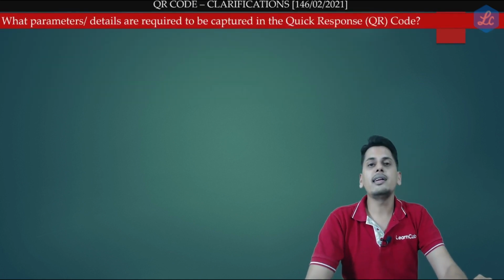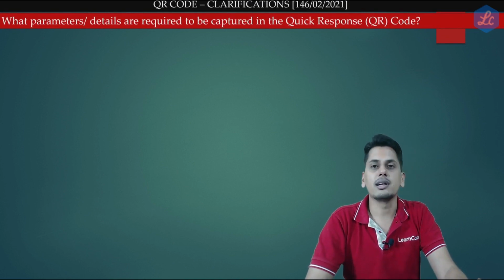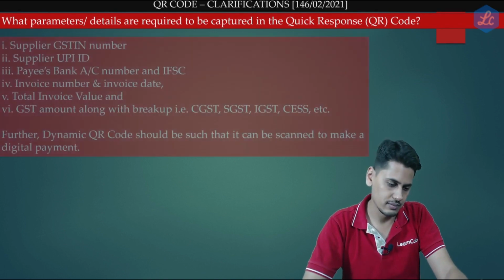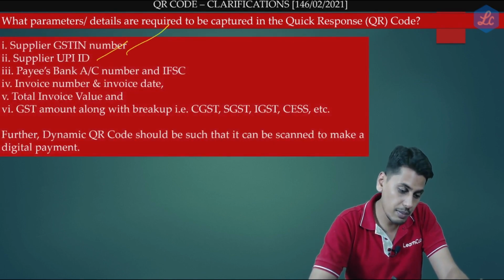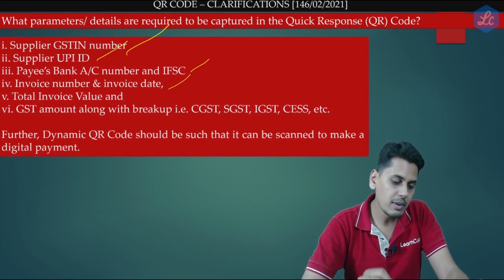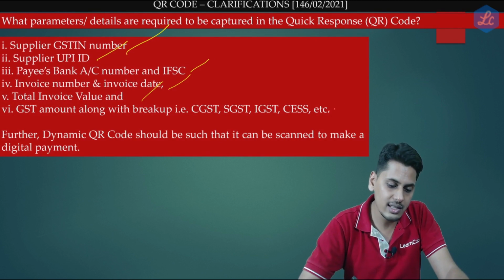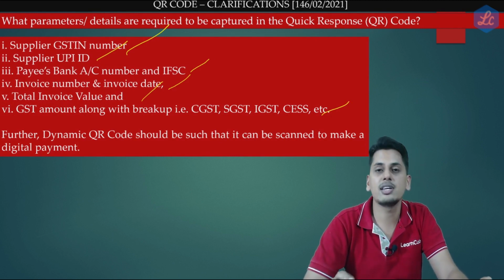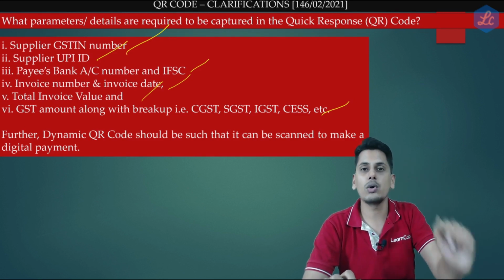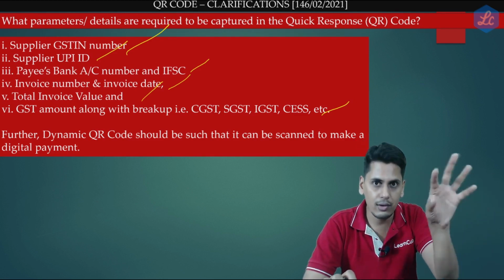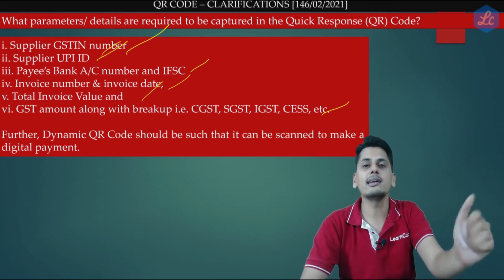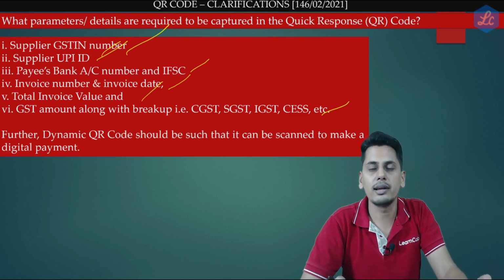What parameters or details are required to be captured in the quick response code? In the dynamic QR code, what are the details which need to be captured? Supplier's GSTN number, supplier's UPI ID, payee's bank account number and IFSC, invoice number and invoice date, total invoice value, GST amount along with breakup of CGST, SGST, IGST, cess. So friends, all these details should be present, and therefore whenever the QR code is scanned, automatically the amount and invoice details, the supplier's details, the UPI ID and the bank details should appear so that the payment could be made immediately.